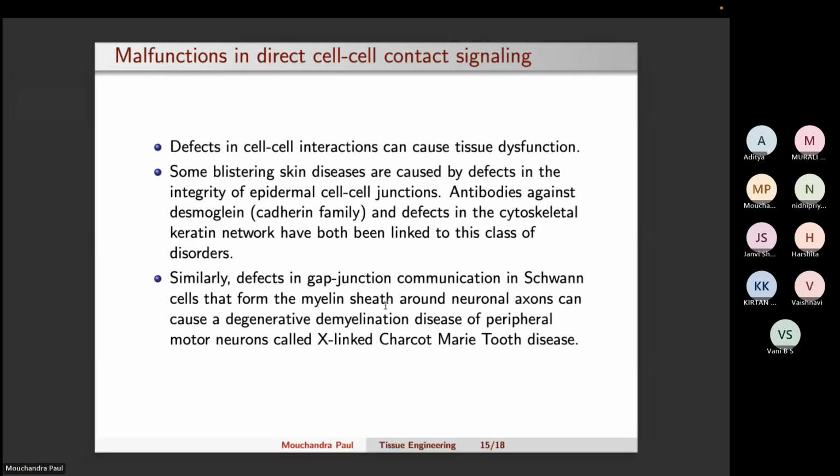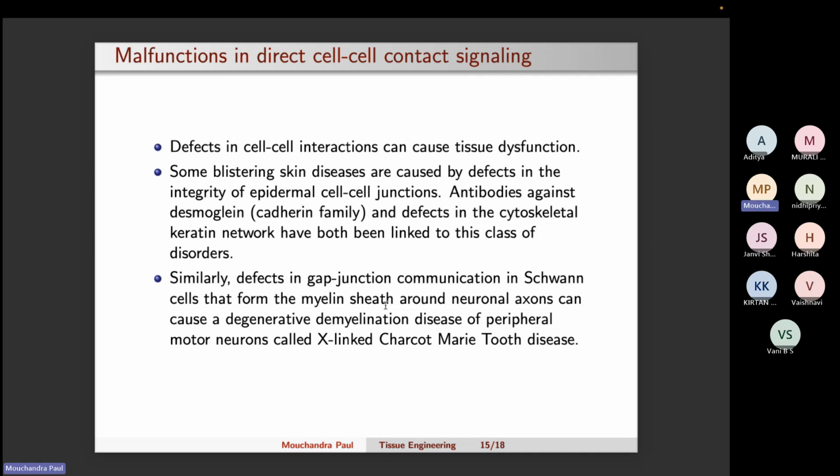Now, there can be some malfunctions in direct cell-cell contact signaling. So, if there is a defect in cell-cell interactions, like say the correct type of protein is not synthesized because of some mutation in its gene, then a defective cell-cell interaction will take place. So this can cause overall malfunctioning in the tissue function.